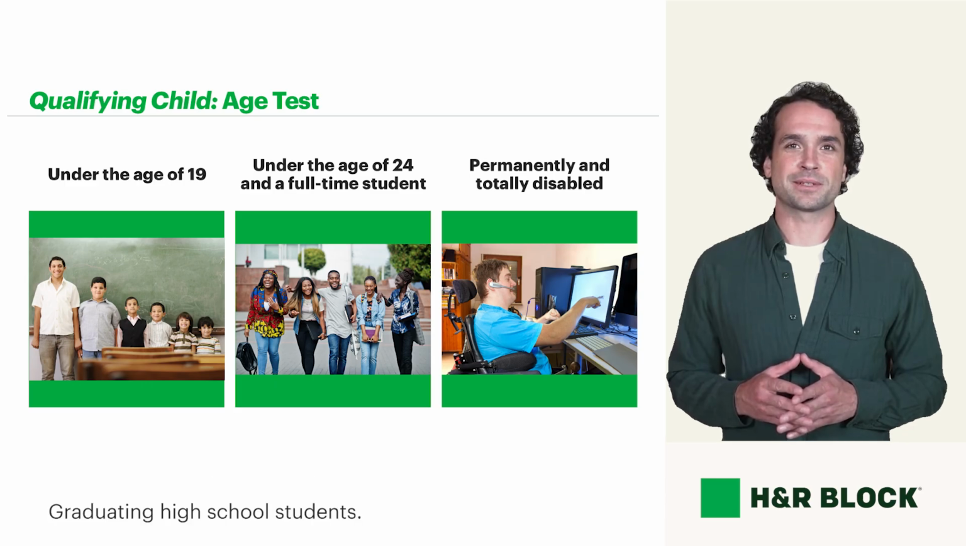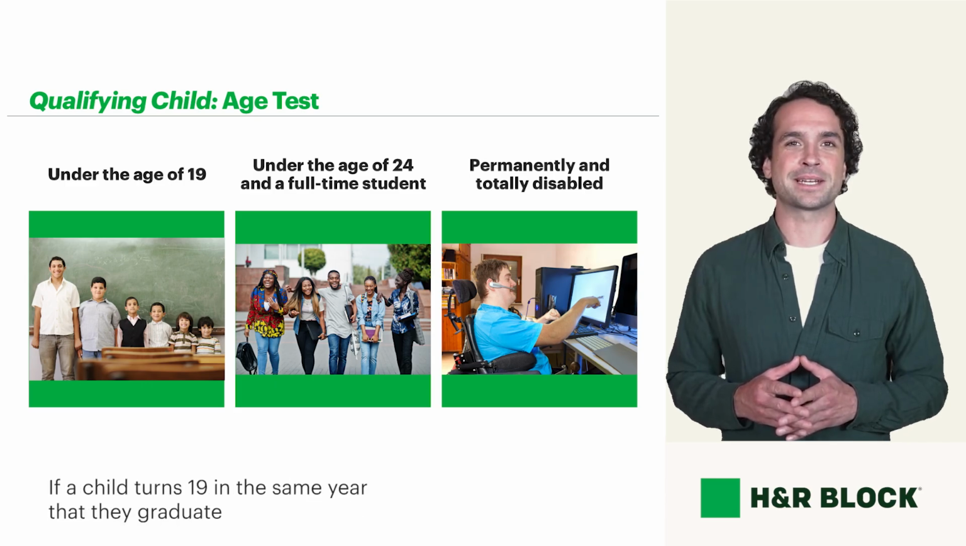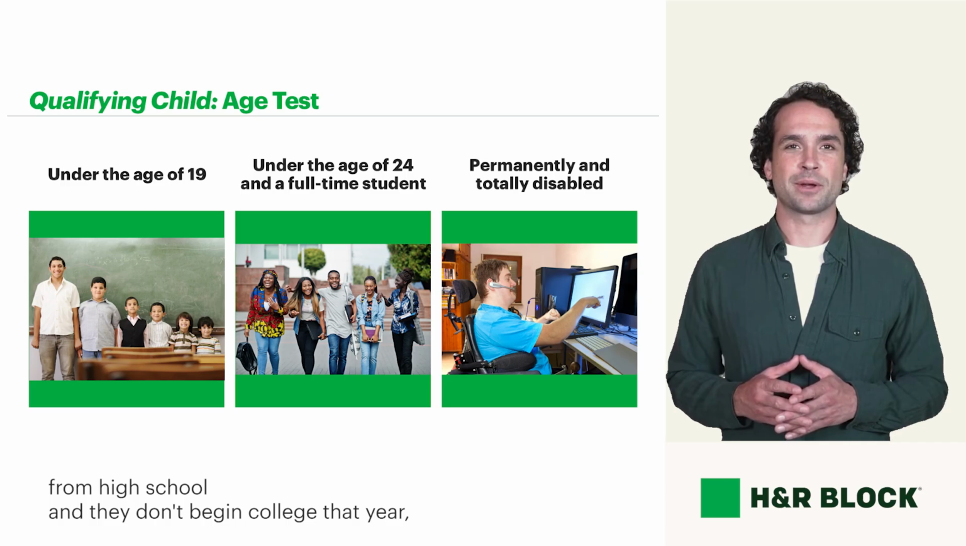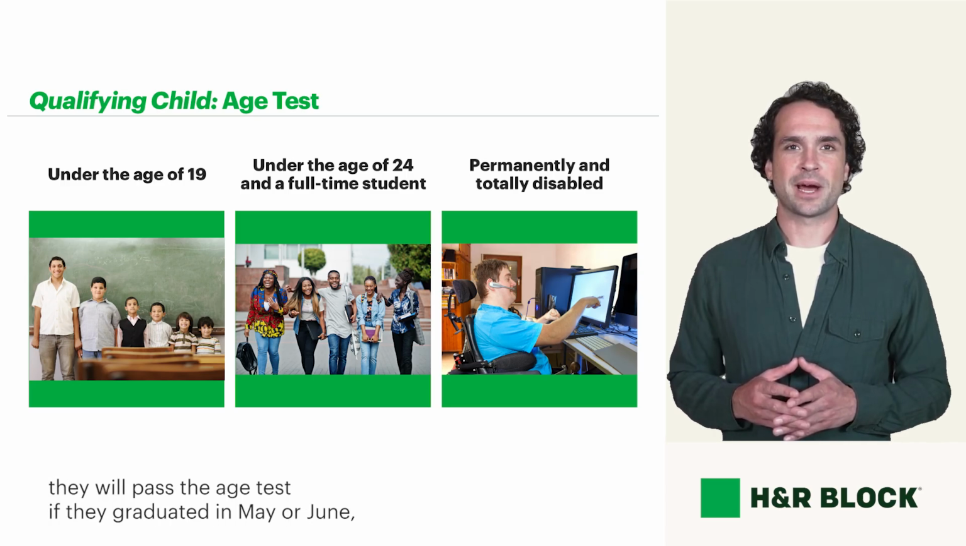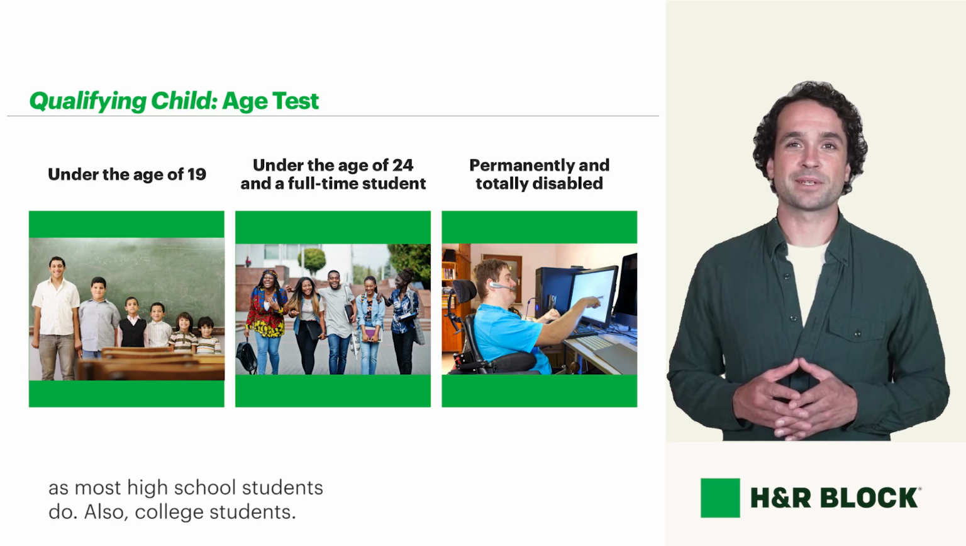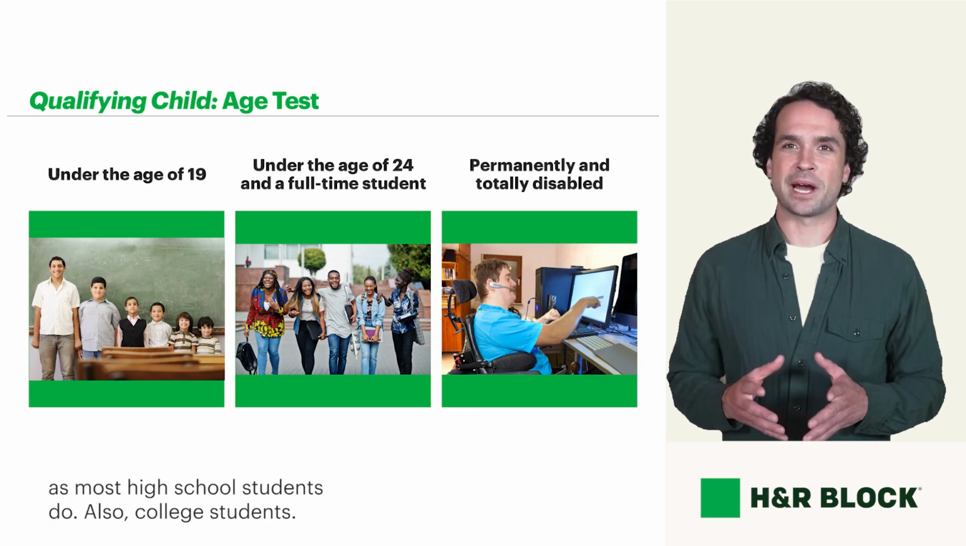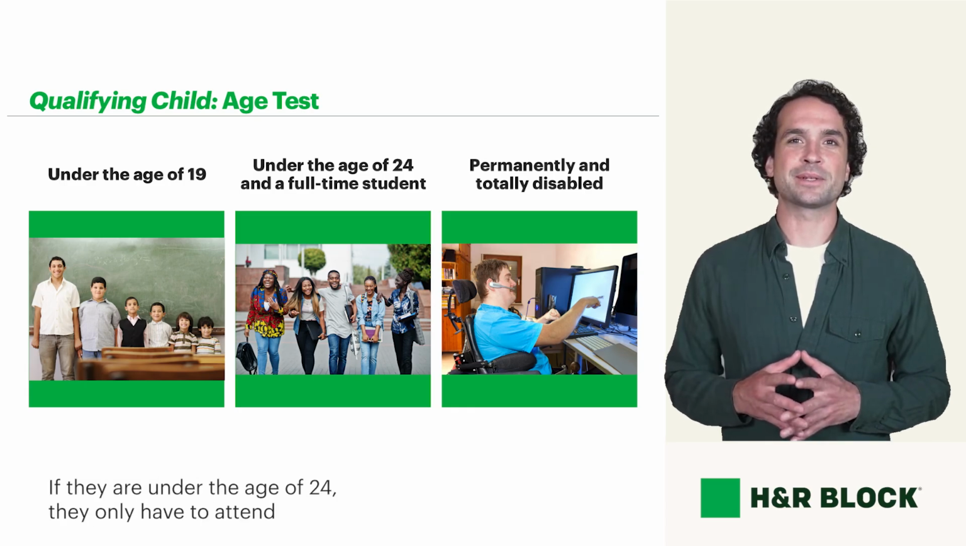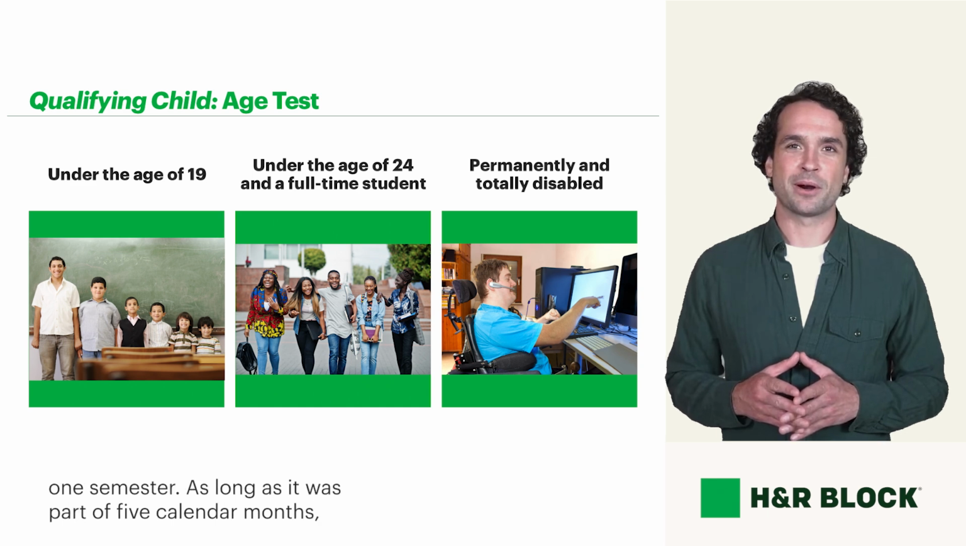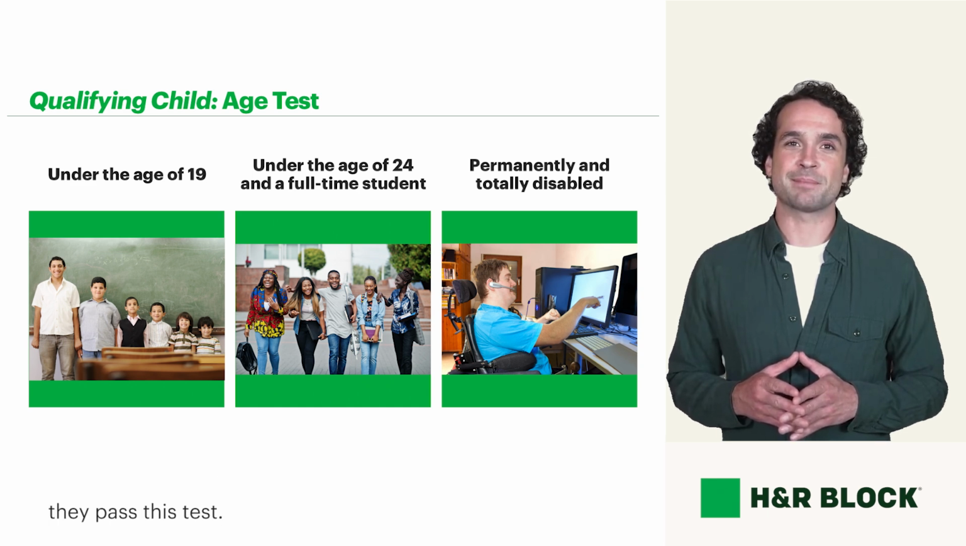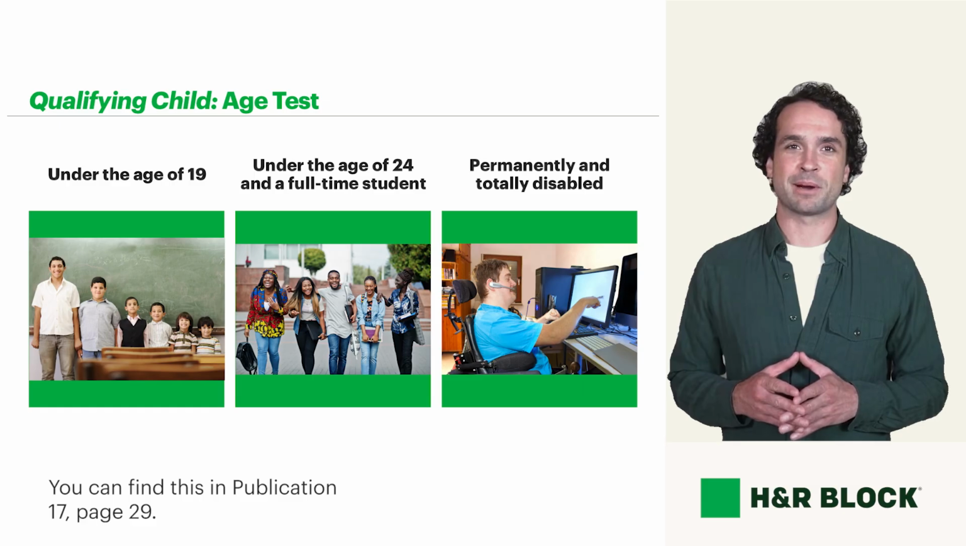Graduating high school students. If a child turns 19 in the same year that they graduate from high school and they don't begin college that year, they will pass the age test if they graduated in May or June, as most high school students do. Also, college students. If they are under the age of 24, they only have to attend 1 semester. As long as it was part of 5 calendar months, they pass this test. You can find this in Publication 17, page 29.